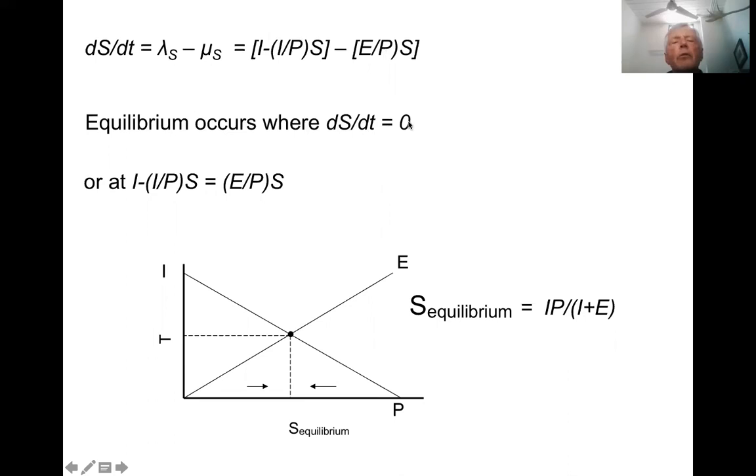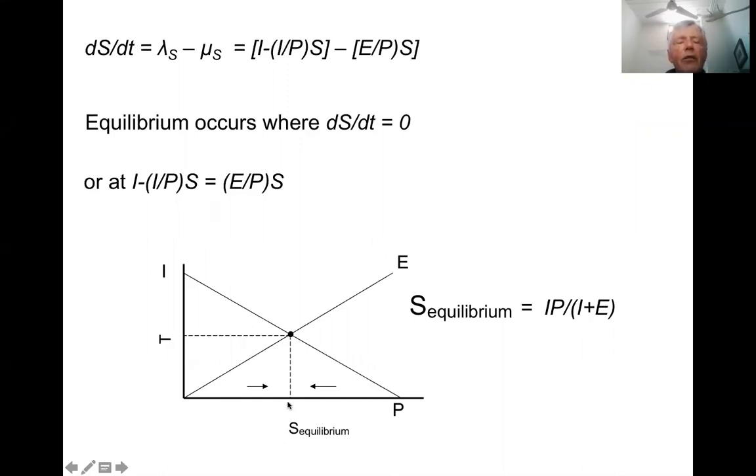Equilibrium occurs where this equals 0. In other words, equilibrium occurs where this equals this, all right? And so all you have to do is set up this equation and solve it for S. Seems complicated? It's not. It's just simple algebra, very simple graphics and algebra. And that gives us an equilibrium species abundance of I times P divided by I plus E, the quantity, which is totally not intuitive. At least in my mind, it's not intuitive, but algebraically, mathematically, logically, it's very intuitive.